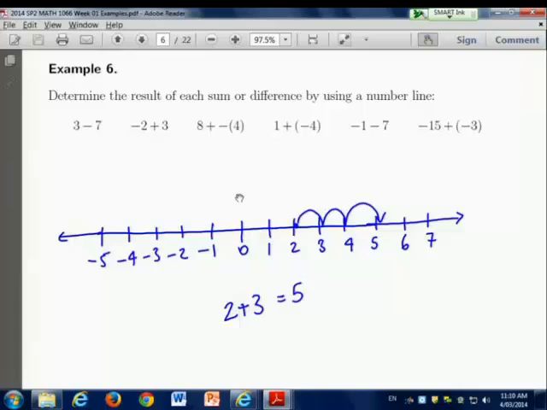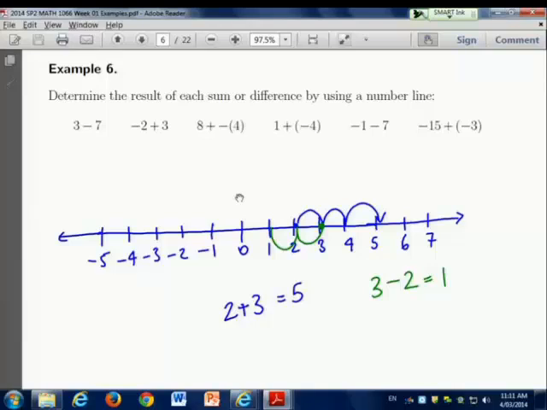How do you subtract a positive number? 3 subtract 2. You start at 3 and you move 2 units in the negative direction because it's a negative number. And you land at 1. 3 minus 2 is 1. Okay, pretty straightforward, I think.